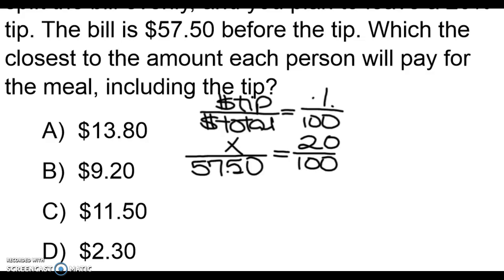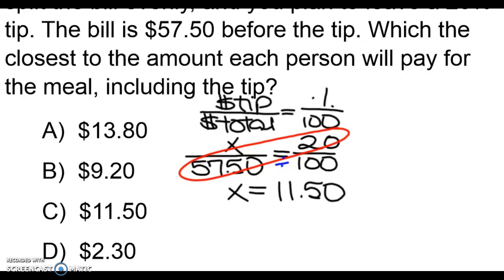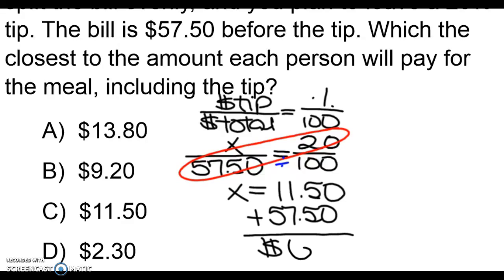I'm going to multiply by the crisscross that I can and divide by 100. When I do that, I get x equals 11.50. That is the amount that they're going to pay for the tip, but because it talks about each of them paying, we need to add that to our total before. When I do that, I get $69.